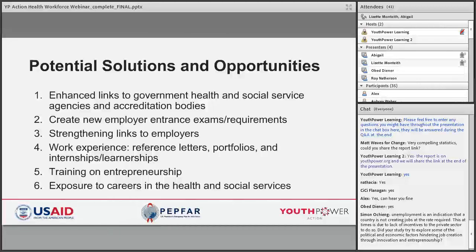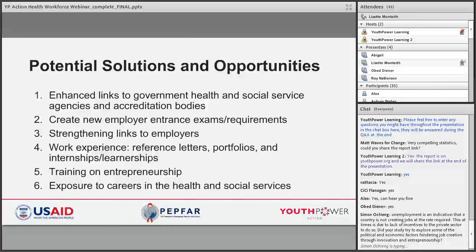The fifth opportunity or solution that we looked at was training on entrepreneurship. So this is particularly because employment opportunity and availability can't necessarily meet the growing demand. So this creates the ability to identify and access new sources of income in a context of limited wage employment opportunities. And many of the youth that we spoke to see entrepreneurship as a way to overcome some of the obstacles that we discussed.